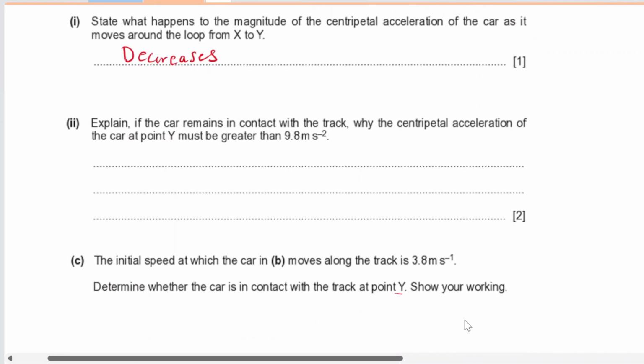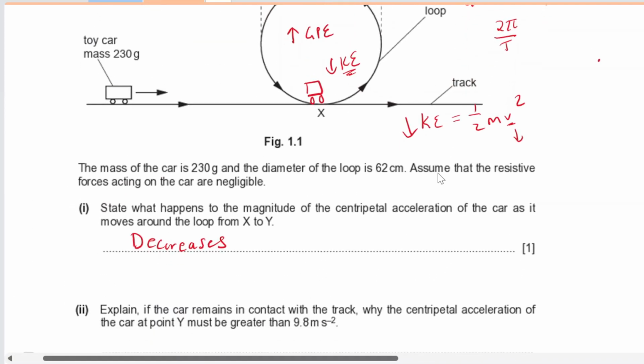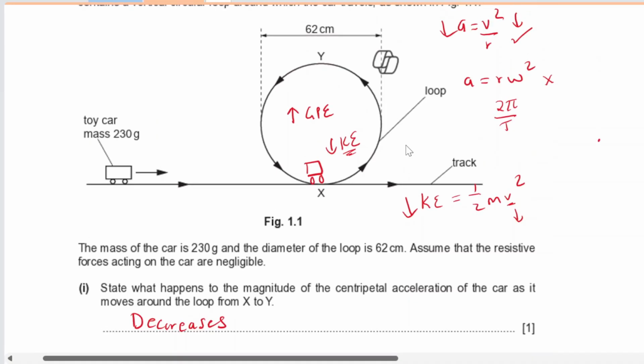Okay, let's go to Roman 2. Explain if the car remains in contact with the track, why the centripetal acceleration of the car at y must be greater than 9.8. How do we solve this? Okay, now I'll take you back to the concept of vertical circles that we were doing in the lecture. Remember, we said something about these two positions. This, let's call it position 1, and let's call this position 2. Let me just rub this so we can get some space.